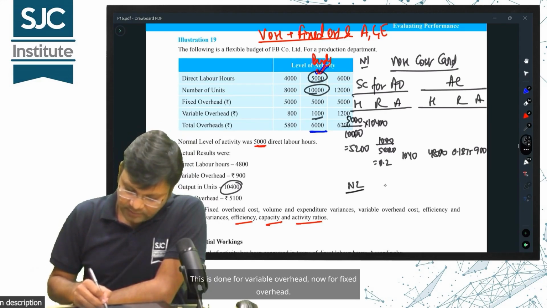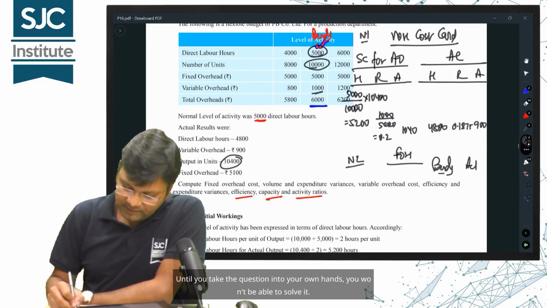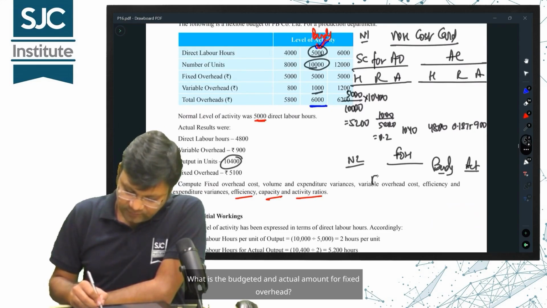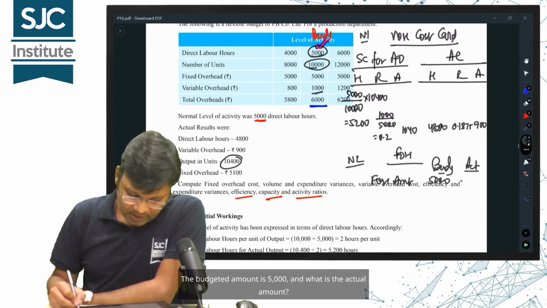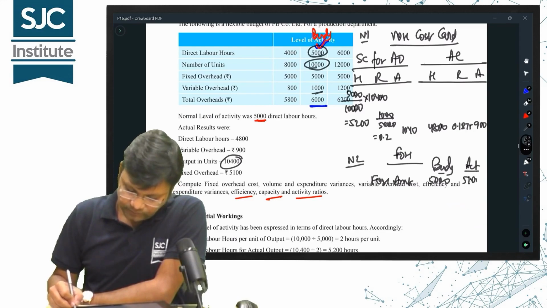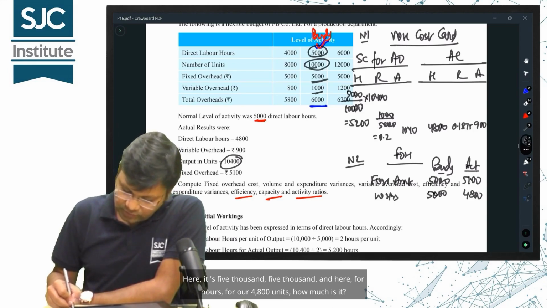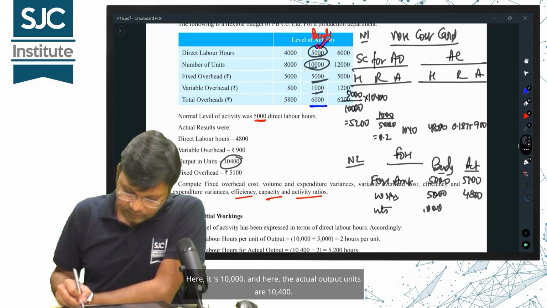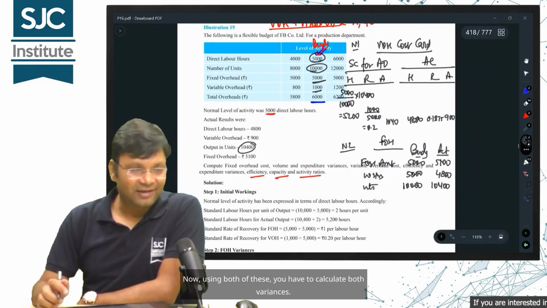This is done for variable overhead, now for fixed overhead. Until you take the question into your own hands, you won't be able to solve it. What is the budgeted and actual amount for fixed overhead? The budgeted amount is 5,000 and the actual amount is 5,100. What are the working hours? Here it's 5,000, 5,000, and for the 4,800 hours, the units here are 10,000, and the actual output units are 10,400. That's it, I can't do any more for you now. Now, using both of these, you have to calculate both variances.